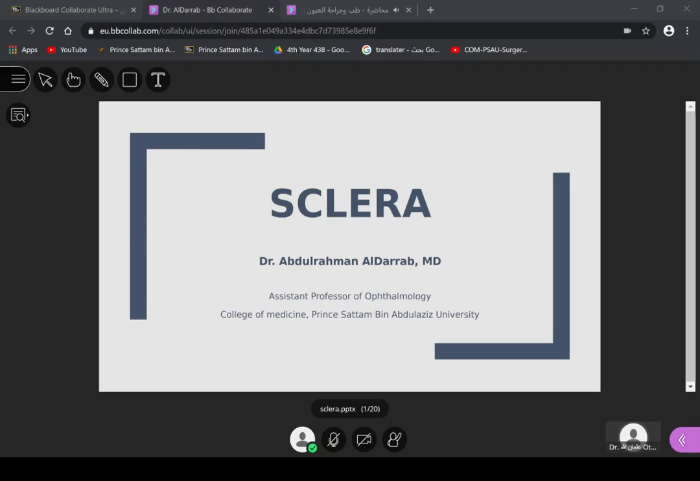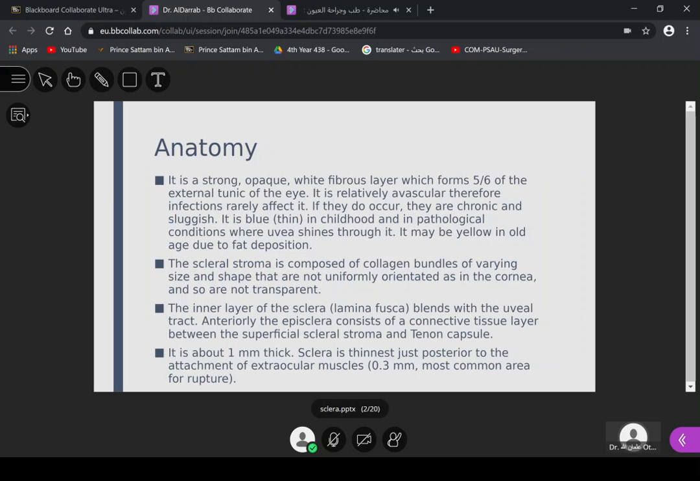So now we'll talk about the sclera. About the anatomy, it is a strong, opaque, not transparent like the cornea, white fibrous layer which forms about 5/6 of the external tunic of the eye. It's relatively avascular, therefore infections rarely affect it. If they do occur, they are chronic and sluggish.